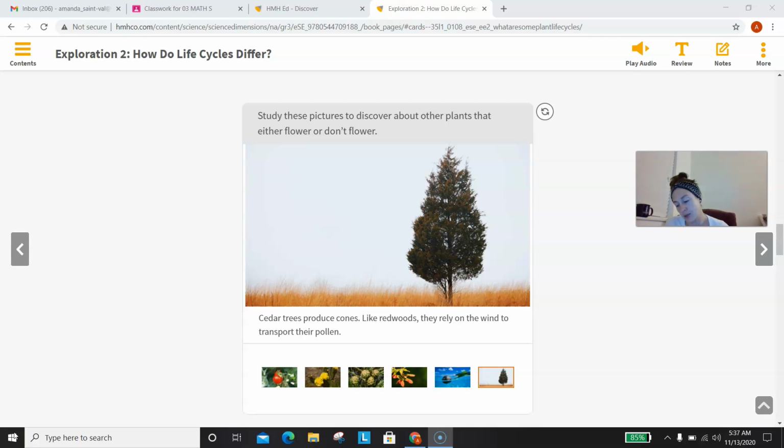The differences between the flowering and non-flowering plants. We know that the flowering ones have fruit and flowers, and then the non-flowering ones, we have the cones. And what are some other things that don't have cones? We can have just regular plants with leaves with spores. Those are going to be more like ferns.